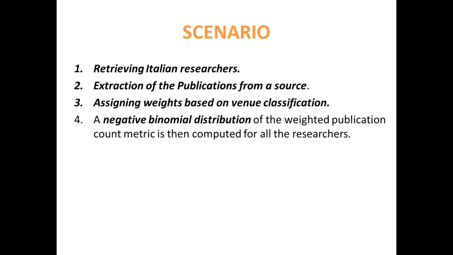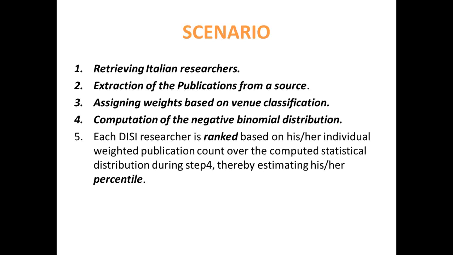In step 4, a negative binomial distribution of the weighted publications count is then computed for all the researchers. As a last step, each DC researcher is ranked based on his individual weighted publication count over the statistical distribution computed during step 4, thereby estimating his percentile.